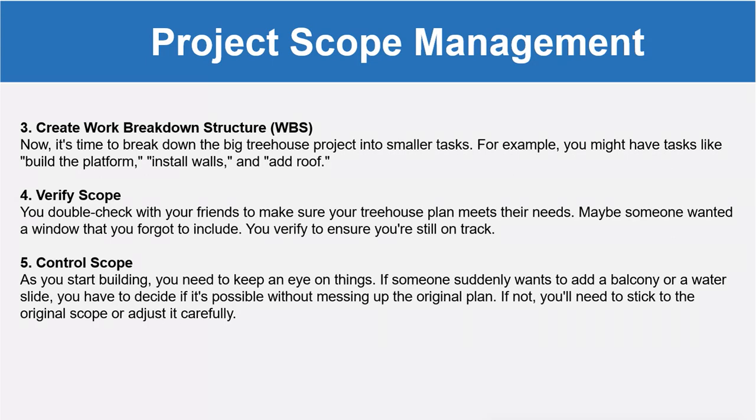Then control scope means that once you start building the tree house, you need to keep an eye on things. Like if someone suddenly wants to add a balcony or a water slide, you have to decide whether you can include it or not. For example, if someone wants to add a balcony, it was not part of the scope, so you can say it gently and handle it as a separate CR, a separate change request, at some later stage.